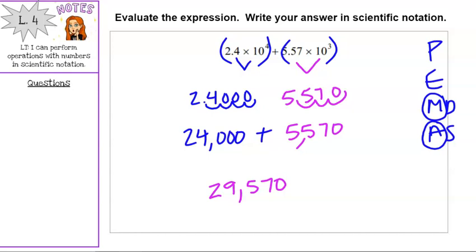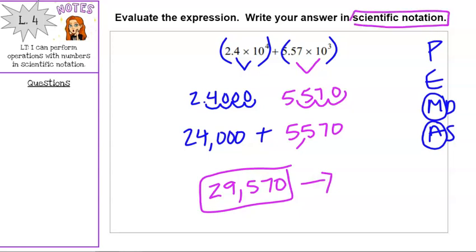And then the last step is just converting this number into scientific notation, which I need you to do. Write that answer in scientific notation, check your answer in Edpuzzle, and then you're done with your video notes.